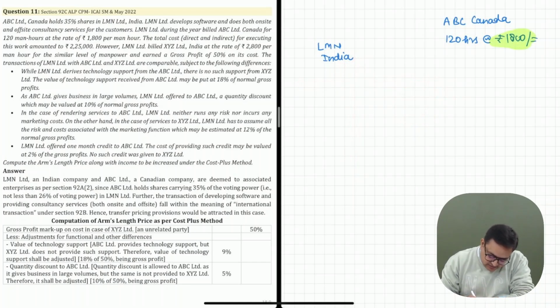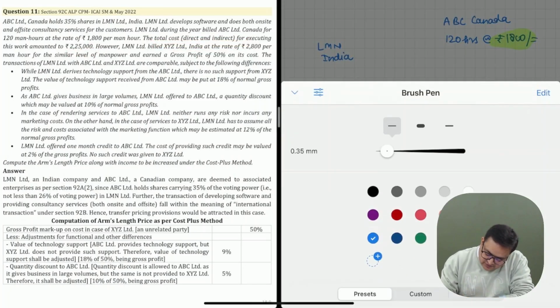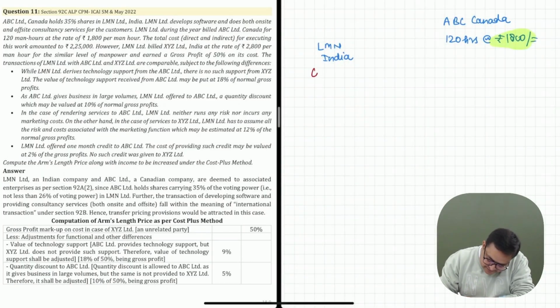Now, the total cost, direct and indirect, for executing this work amounts to rupees 2,25,000. So our cost is how much? 2,25,000. So 2,25,000 is the base, guys.